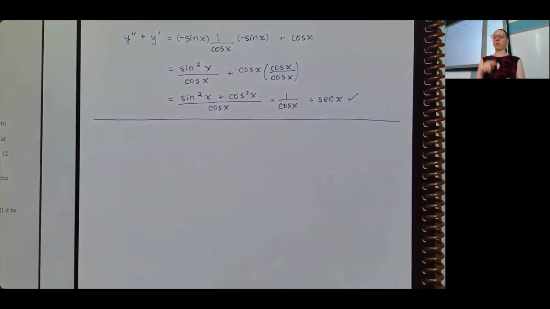Questions about that before I talk a little bit about classifying differential equations, like using some words to classify differential equations? This was messy, but we made it through. Okay.